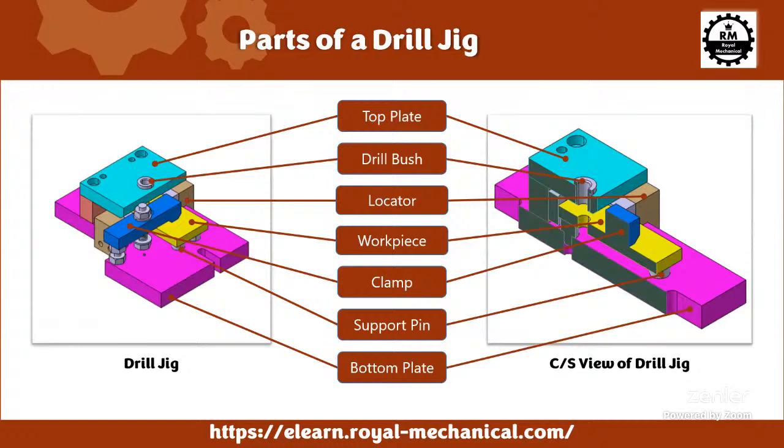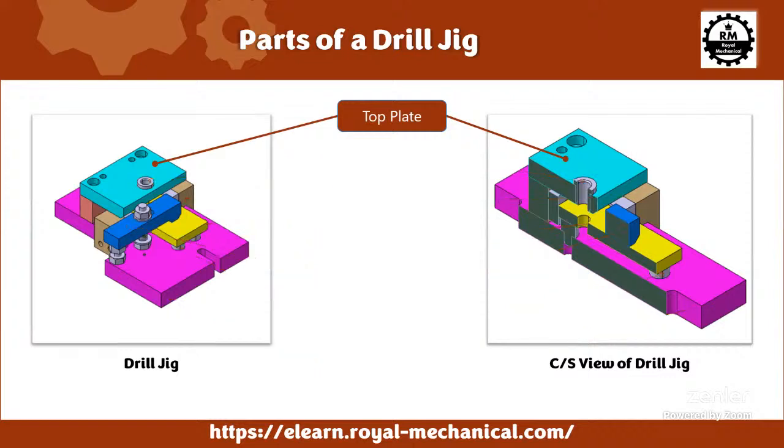Before we get into understanding what exactly is a drill jig, let us understand the parts of the drill jig. The parts of the drill jig consist of the top plate, what you are seeing here. On the left side, what you are seeing is the drill jig, and on the right side, what you are seeing is a cross-section view of the drill jig. The top plate, which houses a drill bush. You are seeing the drill bush. The drill bush is housed in the top plate.